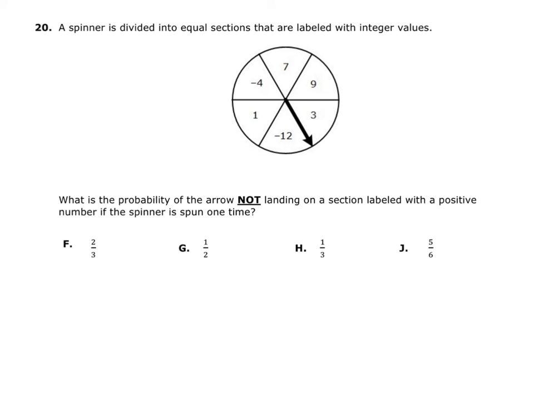And number 20, a spinner is divided into equal sections that are labeled with integer values. What's the probability of the arrow not, super important word, not, landing on a section labeled with a positive number if the spinner is spun 1 time? So we want the arrow not landing on the positive. Okay, so we want the arrow landing in here on the negatives. So that is 2 out of 6 total. When we divide, we get 1/3. So H.